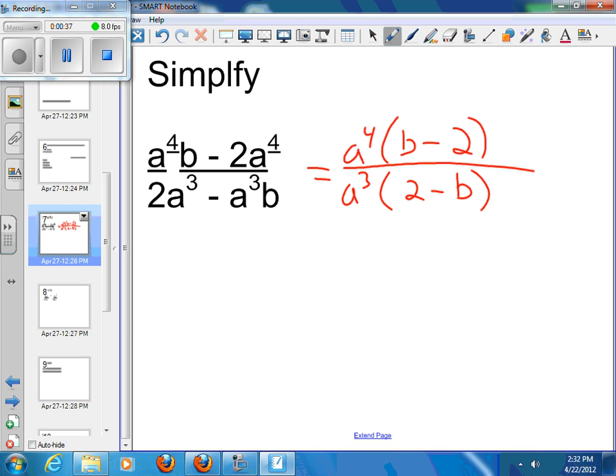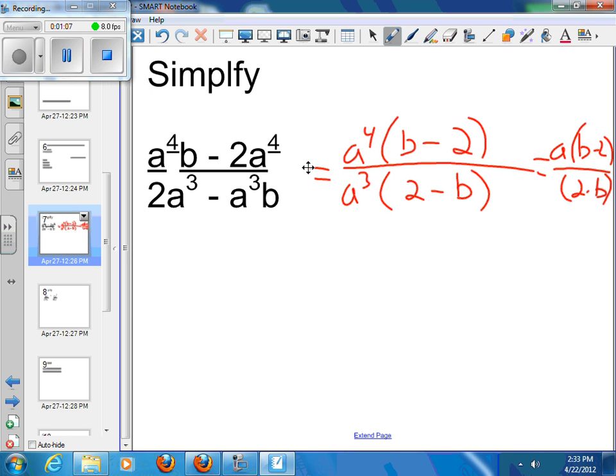Now this looks great for reducing, so I'm going to reduce my a to the fourth with my a cubed, and when you divide, you subtract your exponents. So this is going to become a to the 4 minus 3, which is just an a. So I've got just a on top, and then b minus 2 and 2 minus b. And you might say, hey, I'm done. But in fact you're not done, b minus 2 and 2 minus b actually can be reduced.